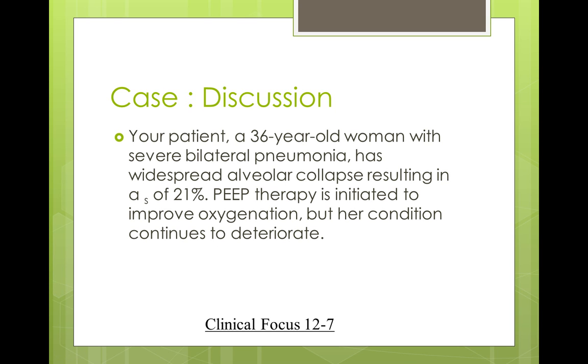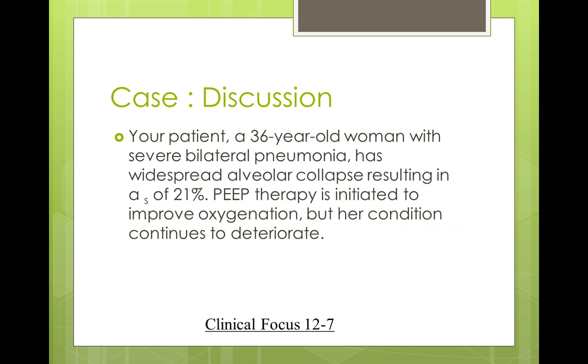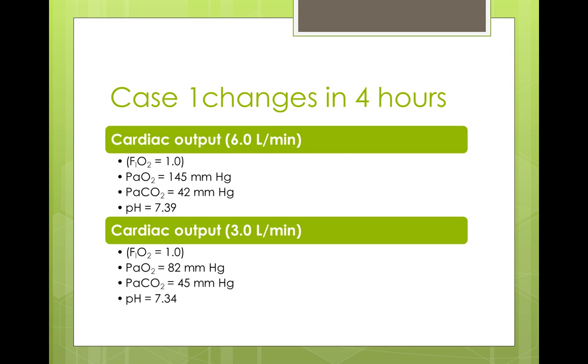All right, so we're going to talk about this case in the classroom, but basically just read over this and give me what you think might be happening. So we're going to look at her values. Again, pay attention to what has changed as a result. So in other words, here's her situation, resulting in an FiO2 of 21%. PEEP therapy was initiated. Her condition continues to deteriorate. So cardiac output started at 6, cardiac output ended at 3. We're going to talk about why that happened.